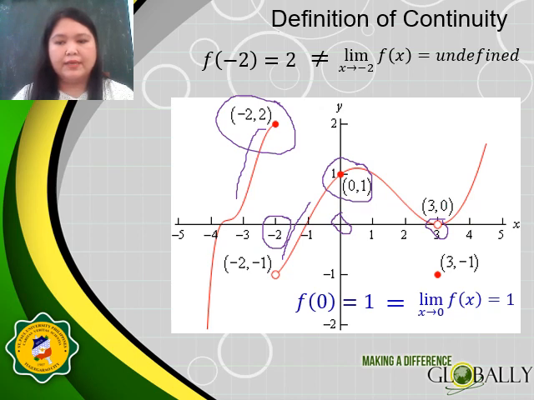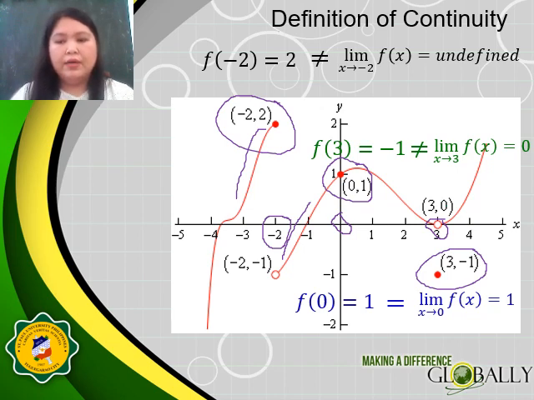And then lastly, at x is equal to 3, again, let us evaluate f of 3, which is negative 1. So this is the value of the function at x is equal to 3. And then the limit of the function as x approaches positive 3 is 0. So although the value of the function is negative 1 at x is equal to 3, the right hand limit and the left hand limit meet at point 0. That's why the limit of the function as x approaches 3 is equal to 0. And again, these two values are not equal. Therefore, the function is discontinuous at x is equal to 3.